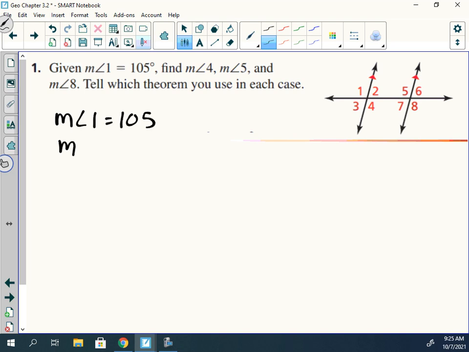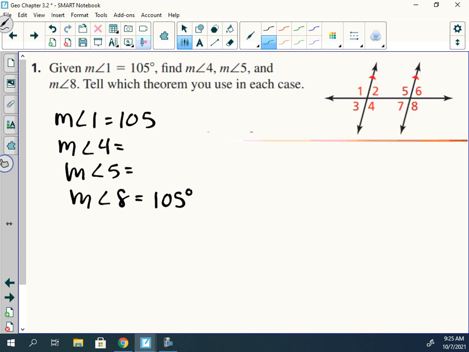Find the measure of angle 4, the measure of angle 5, and the measure of angle 8. Angle 8 would be 105 because of our what? 1 and 8 are exterior, but what type? Alternate exterior angles, because alternate exterior angles with two parallel lines are congruent.